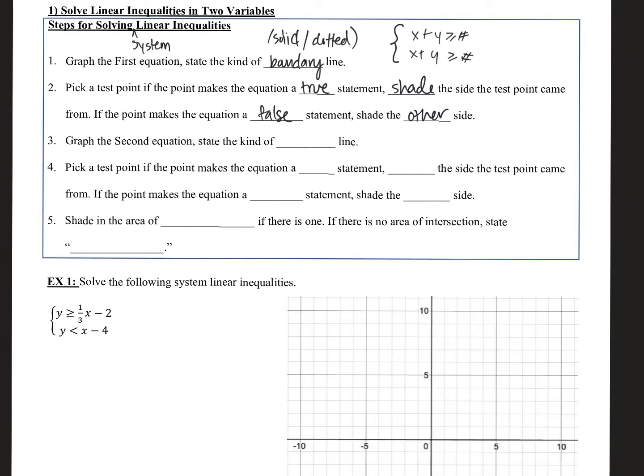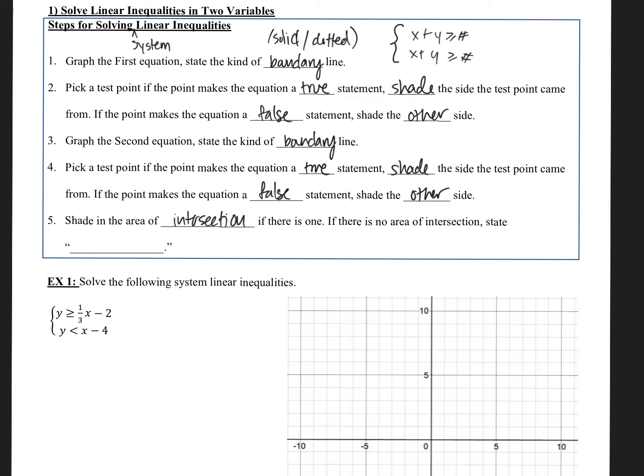Alright, then, once we finish graphing the first equation, we've graphed it and we've shaded it, then we move on to the second. Some students try to graph both lines at the same time, and that usually creates some problems. So finish one thing and then move on to the next. So graph the second equation, state the kind of boundary line. Pick a test point. If it makes the equation a true statement, then you're going to shade the side the test point came from. If the point makes the equation a false statement, shade the other side. Basically, the steps for both of them are the same. And lastly, shade in the area of intersection.